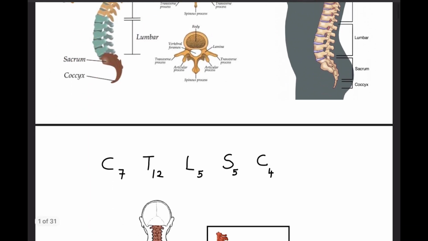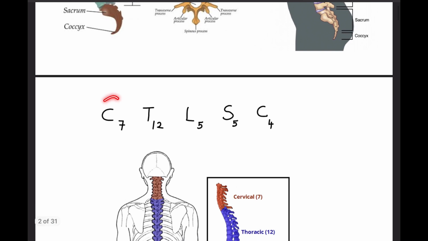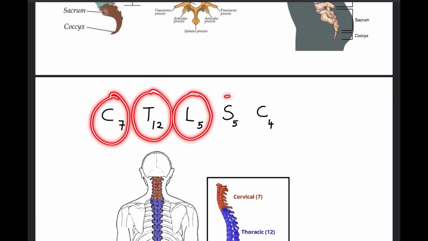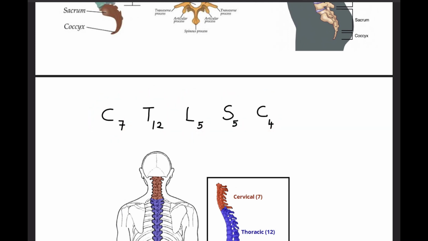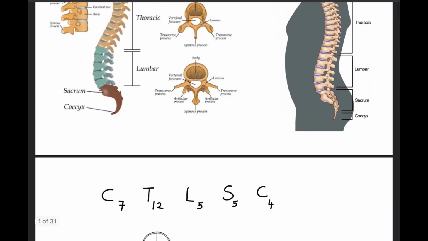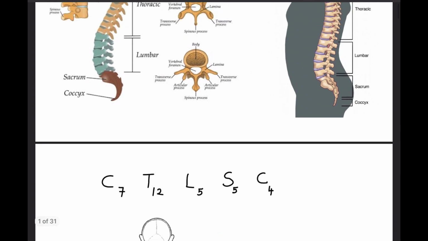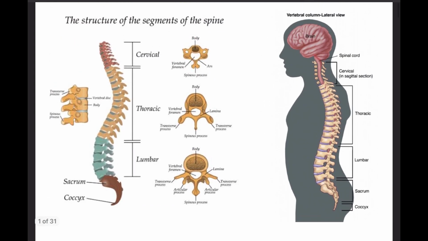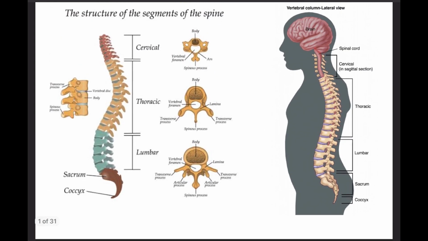There are 7 cervical vertebrae, 12 thoracic vertebrae, 5 lumbar vertebrae, 5 sacral vertebrae, and 4 coccygeal vertebrae. The last 2, that is the sacral and coccygeal segments, are fused together. And also know the location of these segments. It will be helpful in knowing the clinical features.